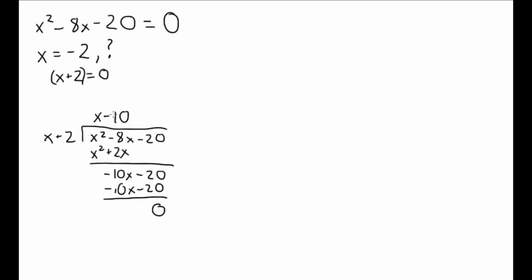Remainder of 0, so we have the factor x minus 10. So what is this other root here? Well, if x minus 10 equals 0, we find the root. What does x have to be to get the equation equal to 0? X has to be 10. So the missing root is 10.